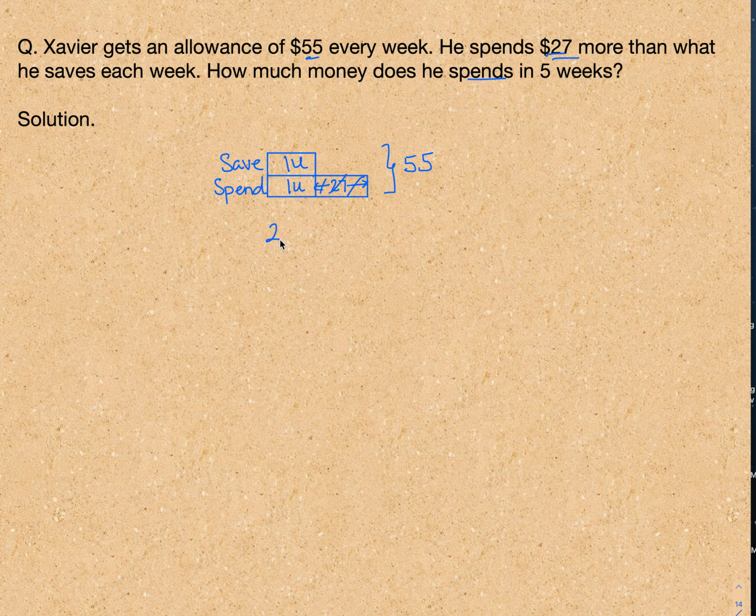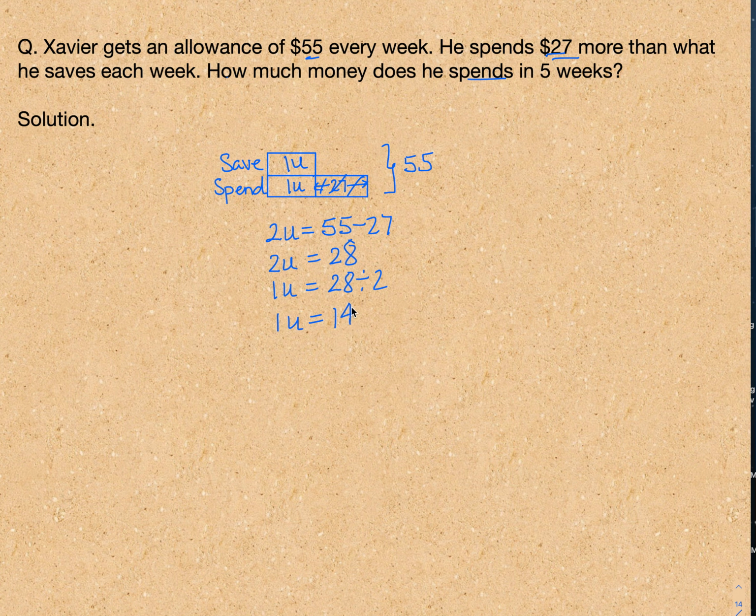So 2 units is equal to 55 minus 27. This whole thing is 55. If we take out this 27, we'll be left with 2 units. So 2 units will be equal to 28, because 55 minus 27 is 28. So 1 unit will be equal to 28 divided by 2, which gives us 1 unit equals 14.